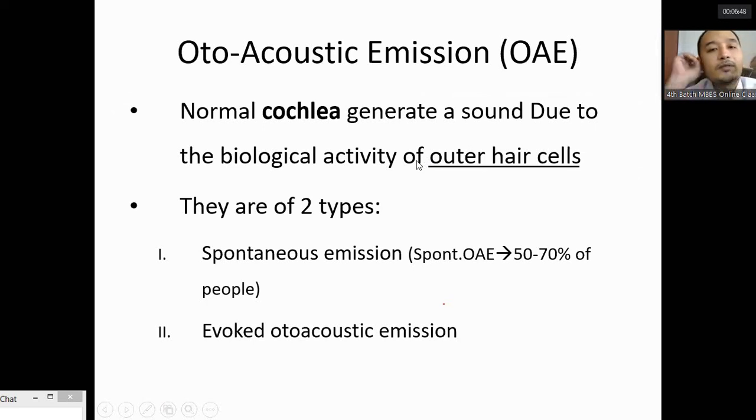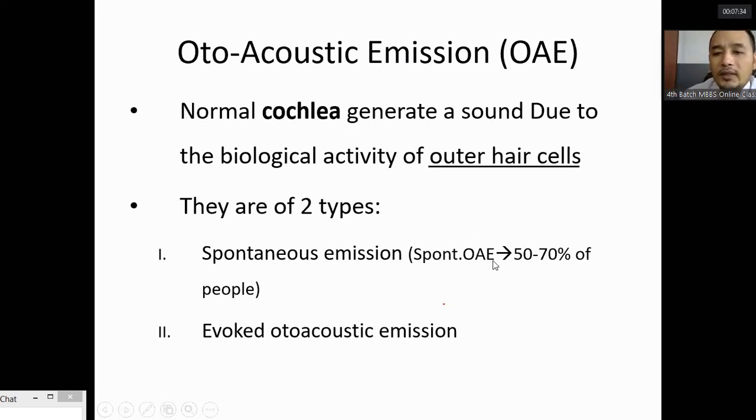Now, another objective test is Oto-Acoustic emissions. The outer hair cells of the cochlea generate sounds spontaneously. This is the normal biological activity of the outer hair cells. These very faint, low intensity sounds are captured by a special microphone in the OAE measuring machine. There are 2 types of Oto-Acoustic emissions: spontaneous emission, and evoked Oto-Acoustic emission. We evoke this sound from the outer hair cells by giving special frequency sounds from outside.